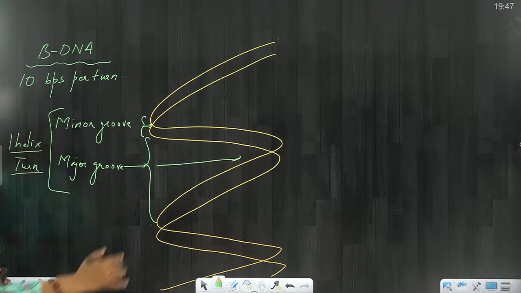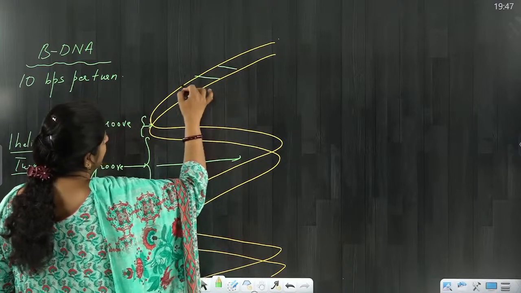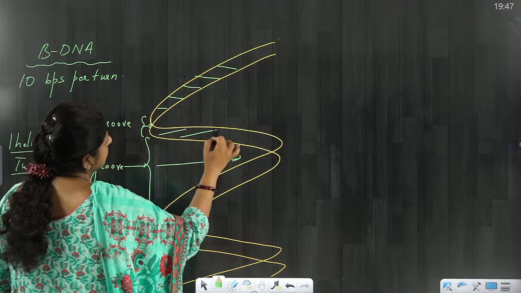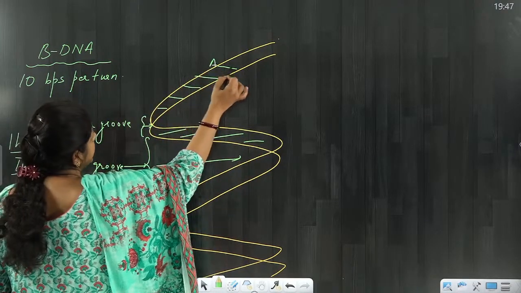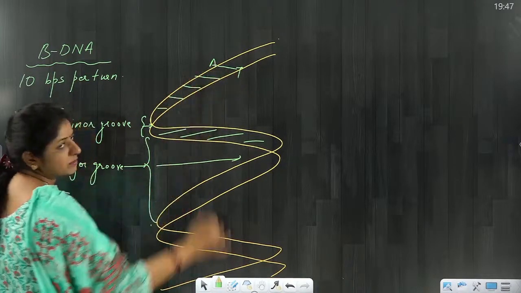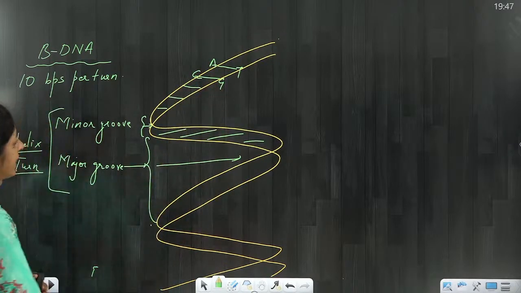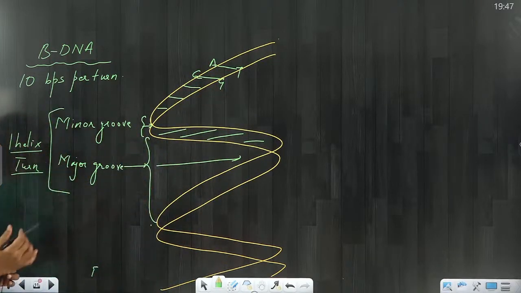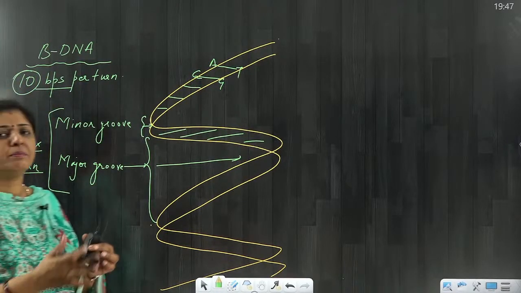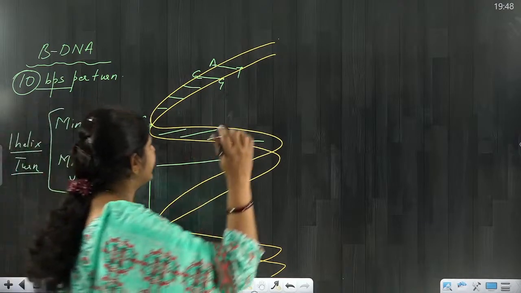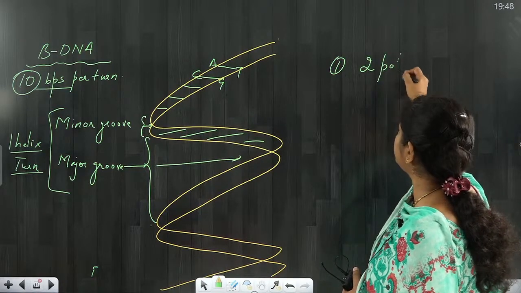right? Like this is one polynucleotide chain, this is the second. They are linked by what? They are linked by hydrogen bonds. Can I say, suppose here adenine, here is thymine, this is one base pair. If it is cytosine guanine, this is the second base pair. Likewise, in one complete turn or helix, how many base pairs will be there? 10 base pairs if I am taking B DNA. Now, can I say this structure is having two polynucleotide chains?